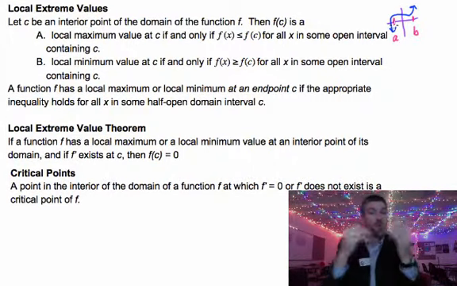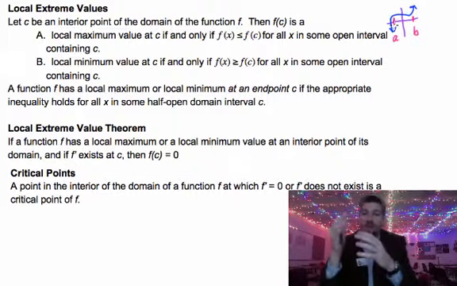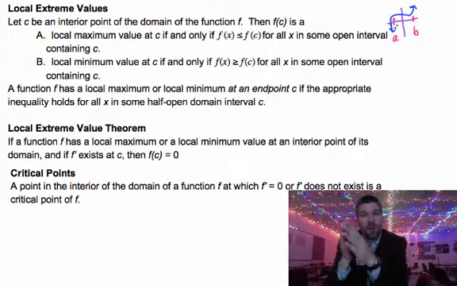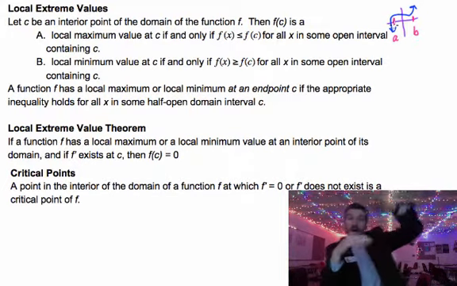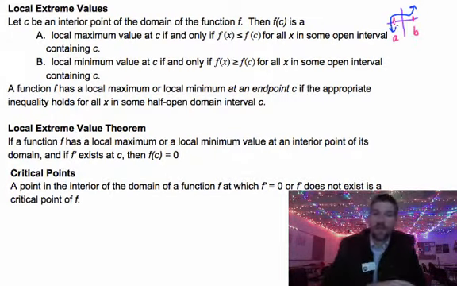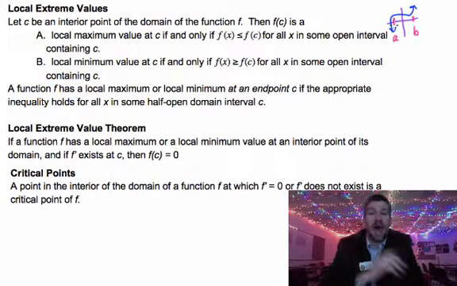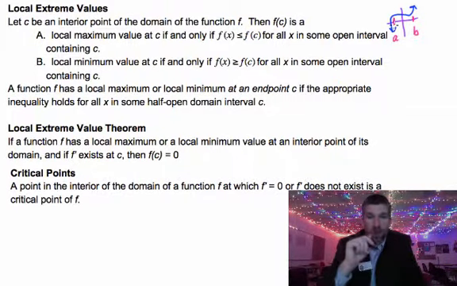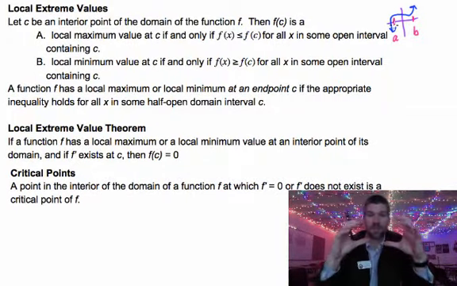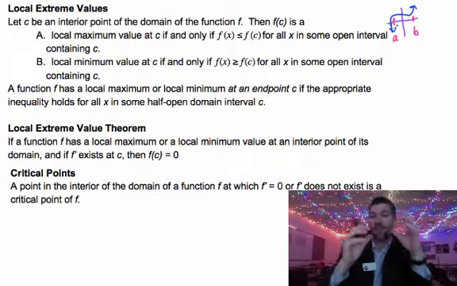Same thing for a minimum. We're going to have a specific minimum value if at that specific point there's no values less than that. So then we're talking about just y values that are a larger number. A function has a local max or a local min at an endpoint if the interval includes that specific endpoint. So some half-open domain interval.